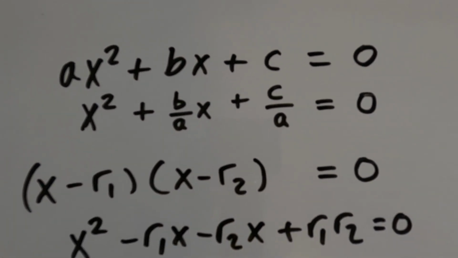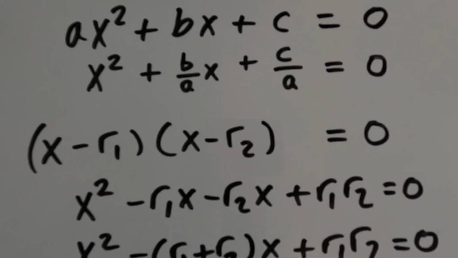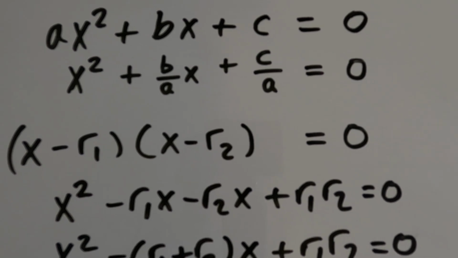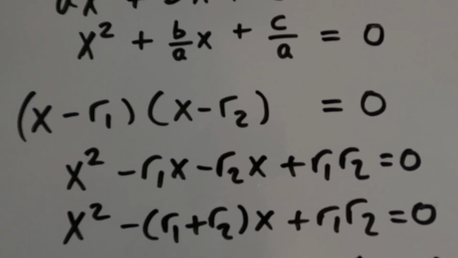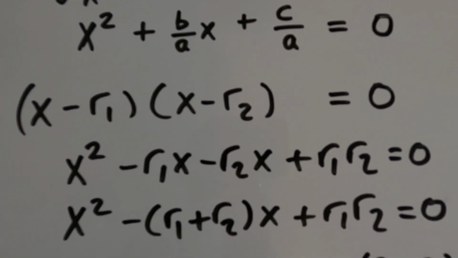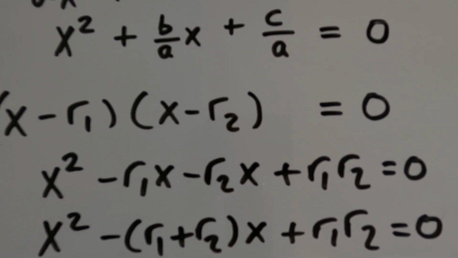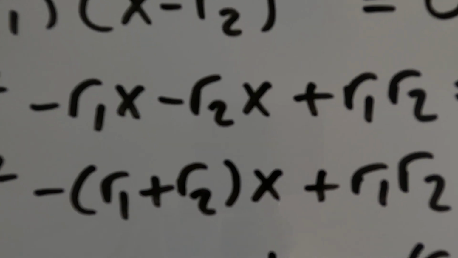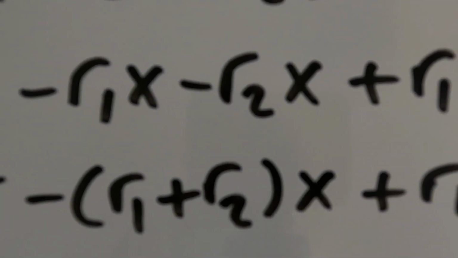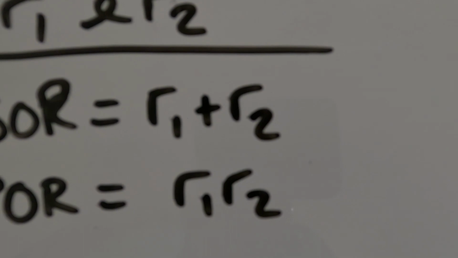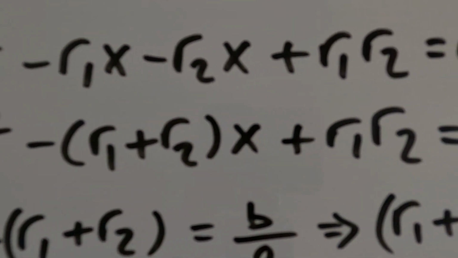Now, let's expand that out. So we get x squared minus r1 x minus r2 x plus r1 r2 equals 0. So combine the x terms: x squared minus, all in a bracket, r1 plus r2, x plus r1 r2 equals 0. And you'll notice we now have terms which contain the sum of the roots and the product of the roots. We wanted r1 plus r2, we wanted r1 r2. We've got them now, okay?